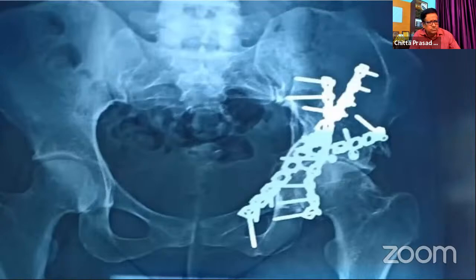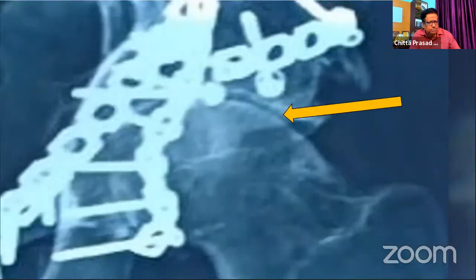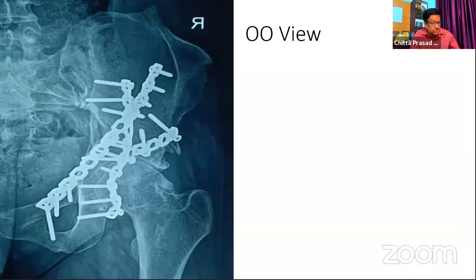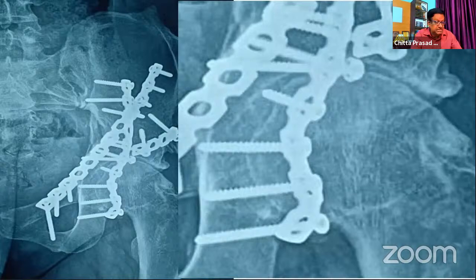17 years follow-up. She currently lives in Bangalore. This is her hip getting arthritis, sclerosis, reduction in the joint space. And this is a significant reduction in the joint space. I think she will end up with a THR soon. And I wanted to review her, this oblique view, and so this is her functional status.